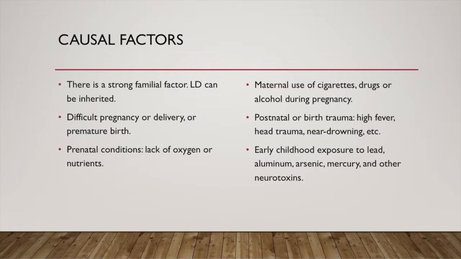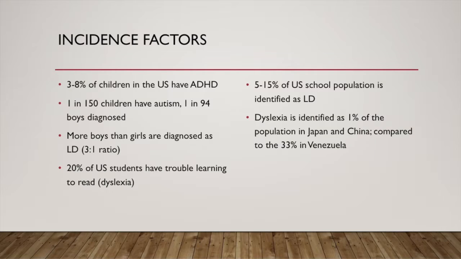So, causal factors. There's a strong familial factor. LD can be inherited, can be from difficult pregnancy or delivery or premature birth, prenatal conditions, lack of oxygen or nutrients, maternal use of cigarettes, drugs, or alcohol during pregnancy. So we know that using these things during pregnancy leads to a lot of different disabilities. Also postnatal or birth trauma, like a high fever, head trauma, or near drowning. And then early childhood exposure to lead, aluminum, arsenic, mercury, and other neurotoxins.